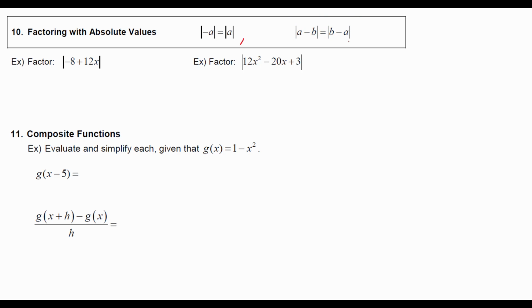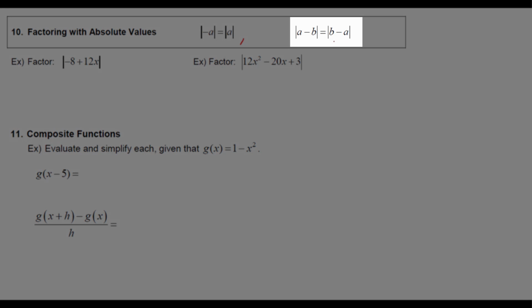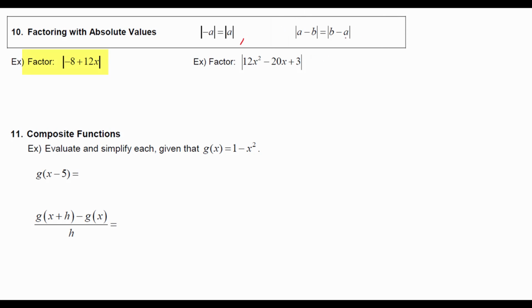In general, a minus b is not equal to b minus a because subtraction is not commutative. However, if you put an absolute value over them, they are equal. Example: factor the absolute value of negative 8 plus 12x.